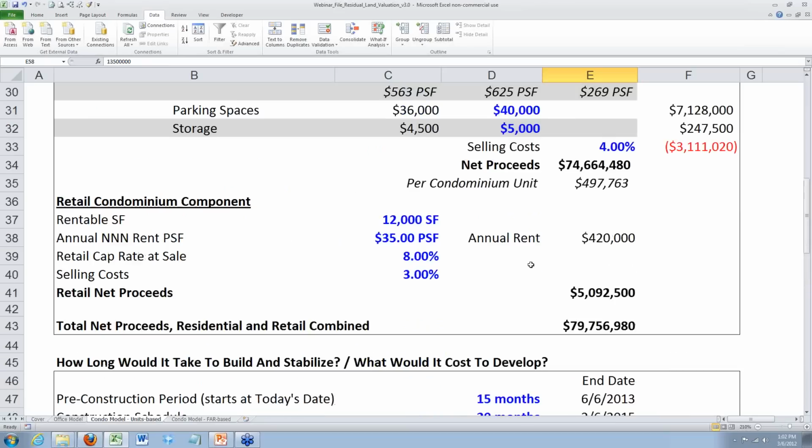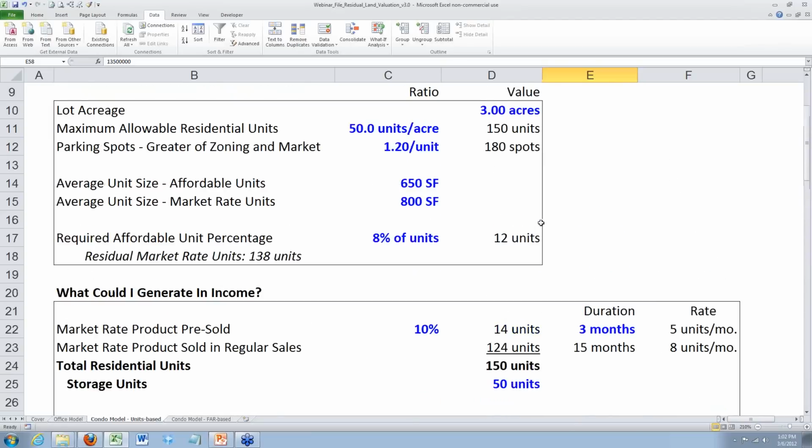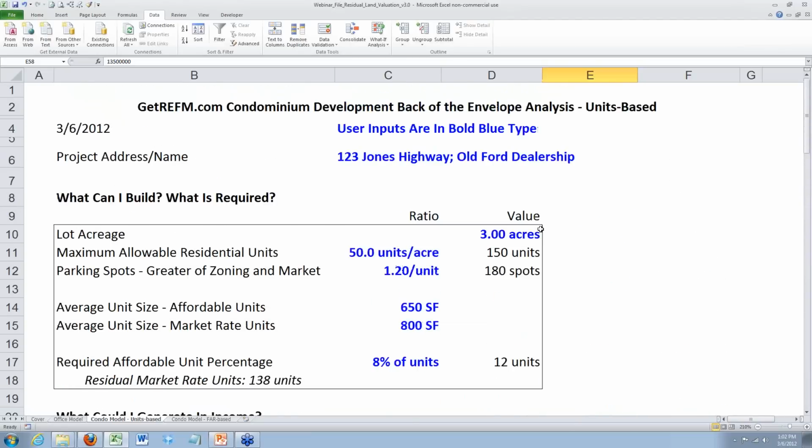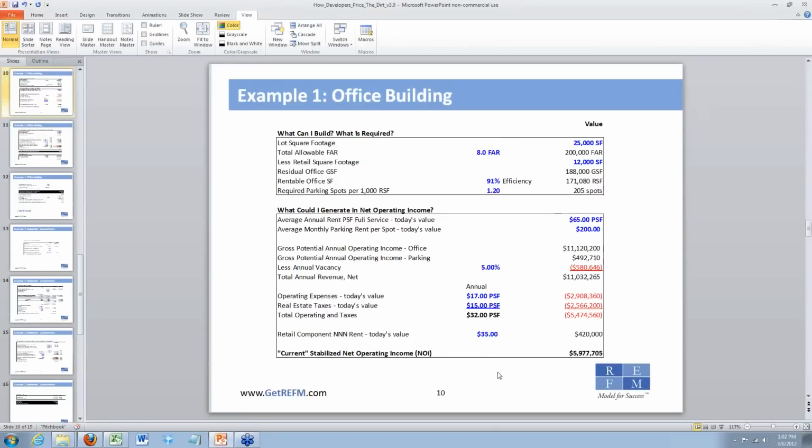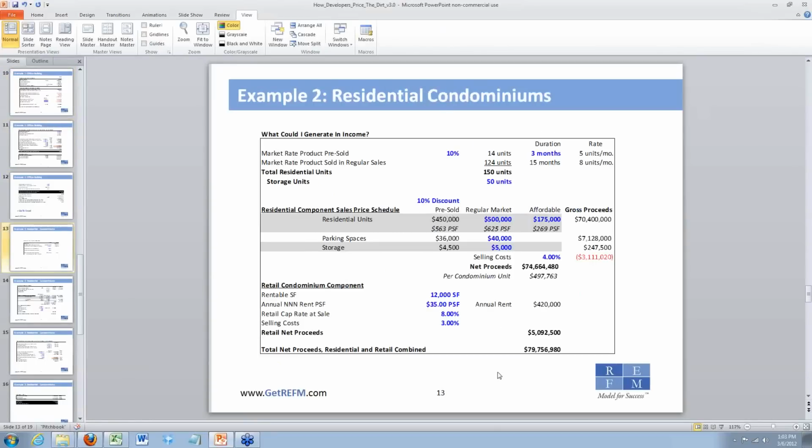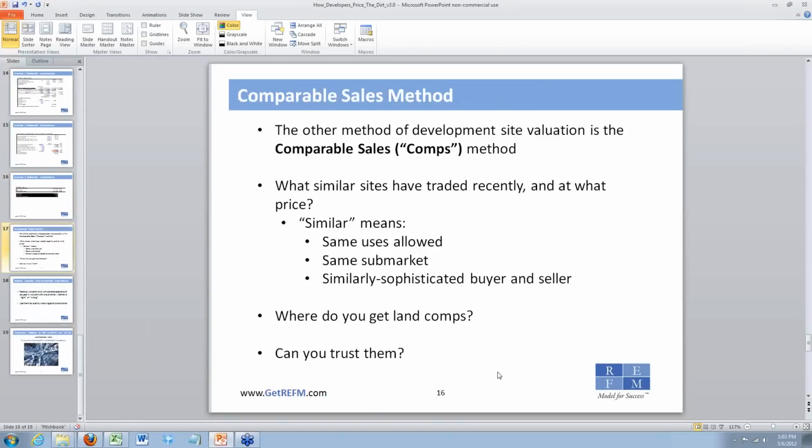But again, every one of these blue inputs is going to require a lot of study and a lot of backup, and once we're happy with them, we can then drop them in to a full-blown analysis. Okay? And so those are the basics of the residual land valuation process, and we just have these broken out into their components on the slides.